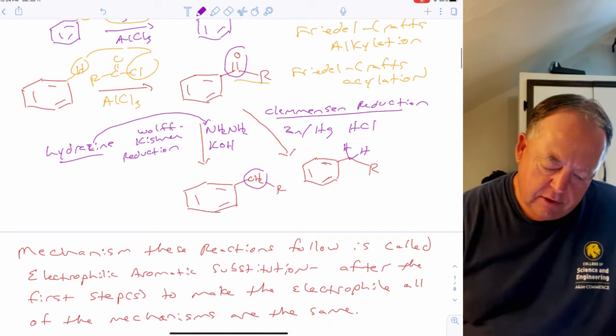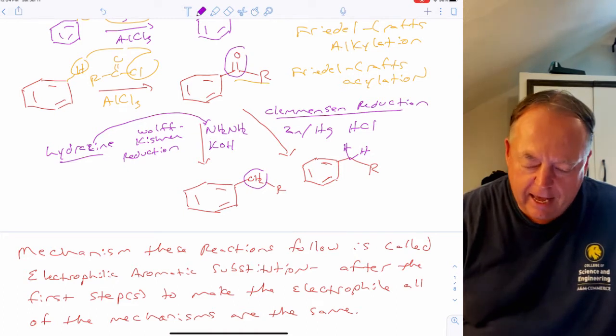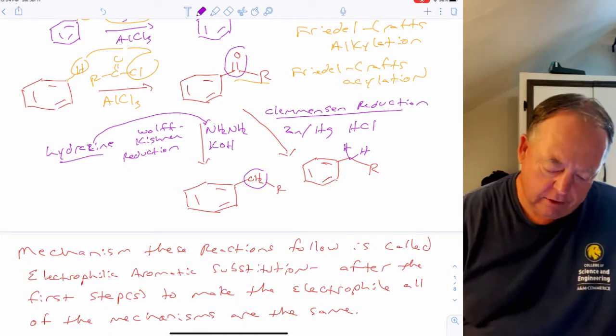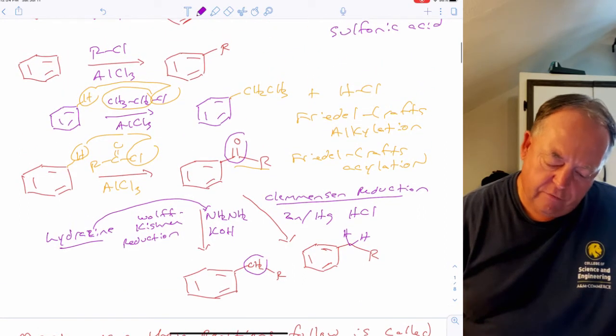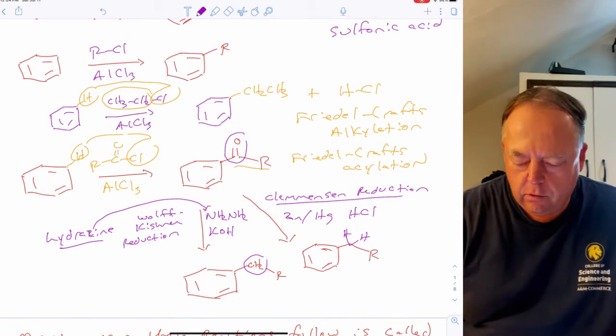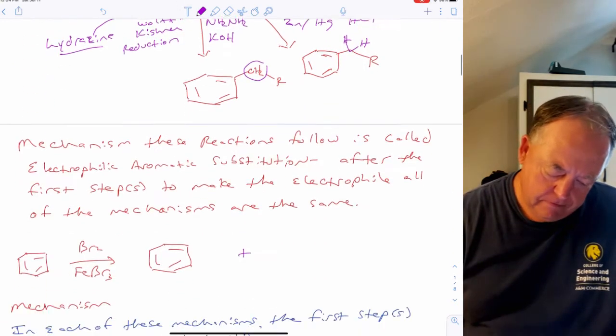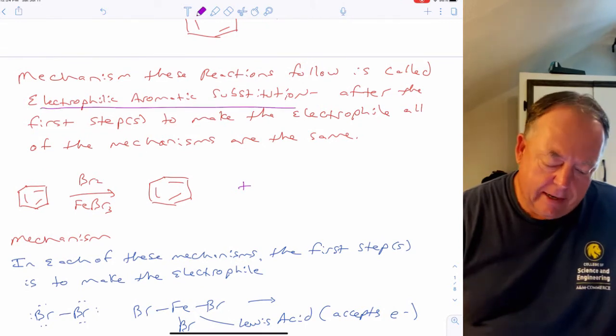Okay, so those are part of the reactions in this chapter. That's about half of the reactions in this chapter that we'll look at. But all of these, not the Wolff-Kishner and Clemmensen reduction, but the other ones we talked about before that, all follow a very similar mechanism. And that mechanism, again, is electrophilic aromatic substitution.